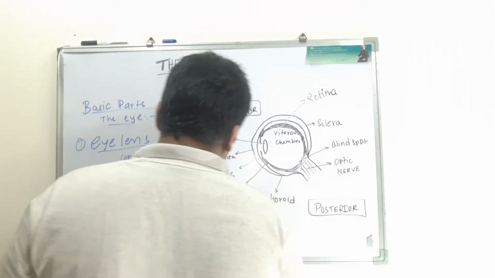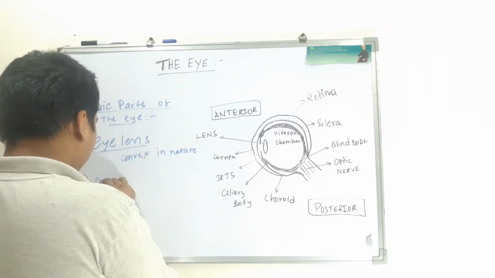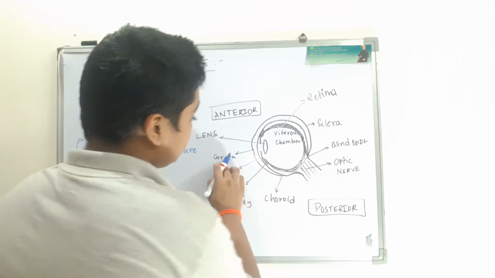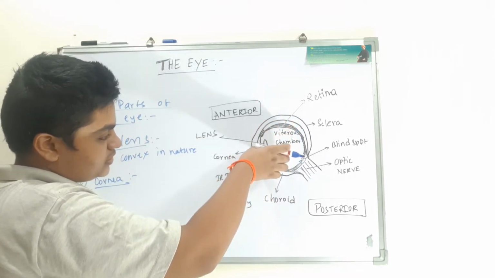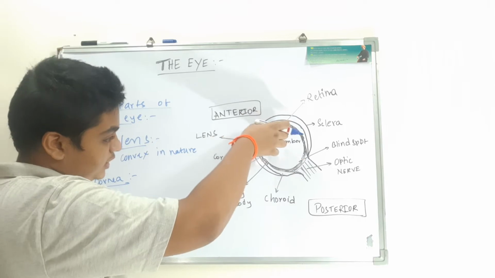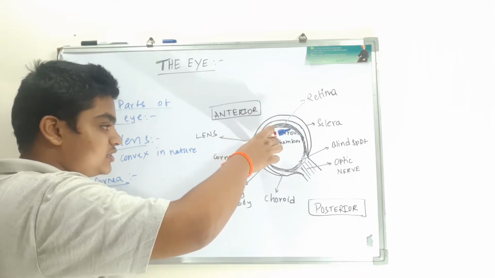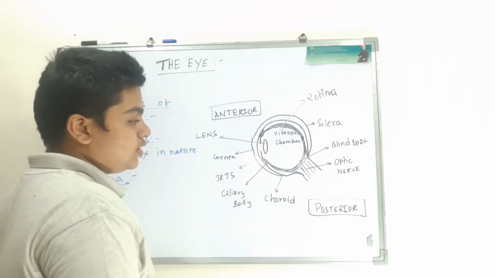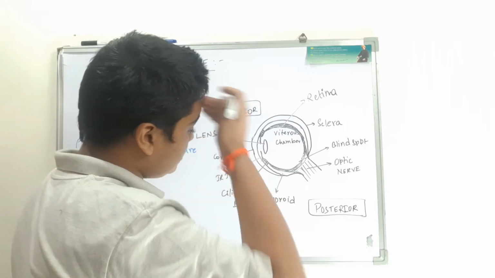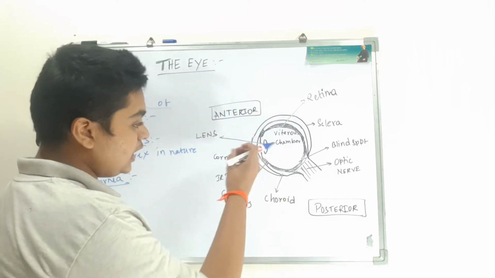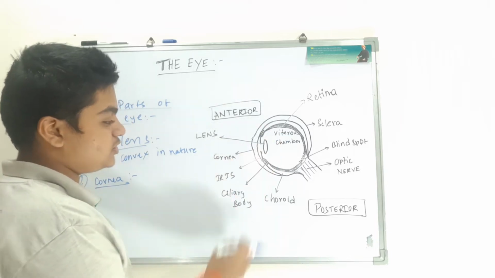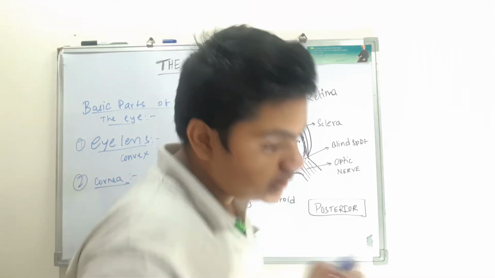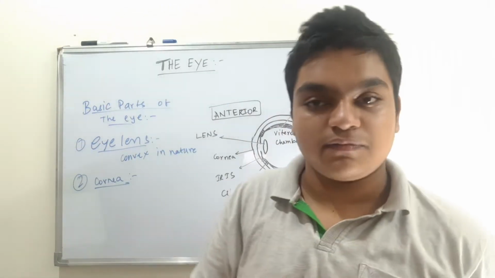Another second part that we have seen is the cornea. The second basic part. See, it is the bulge. It is the bulged part on the anterior part of the eye. This is your cornea. Now this cornea helps in accommodating this whole eye structure. Here we have the aqueous humor, called the aqueous chamber, and that helps in internal reflection.